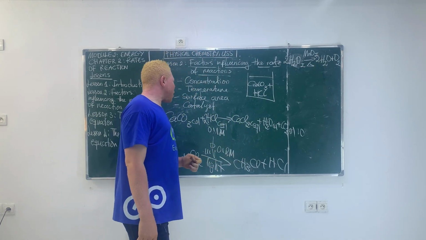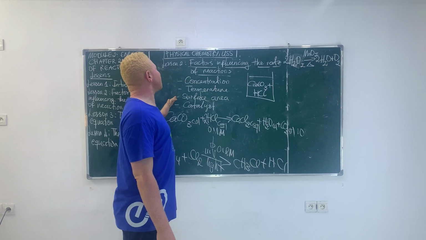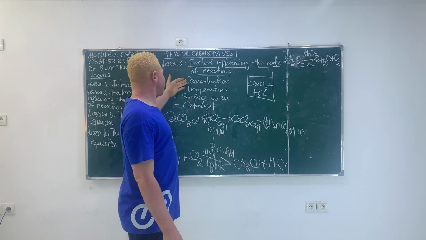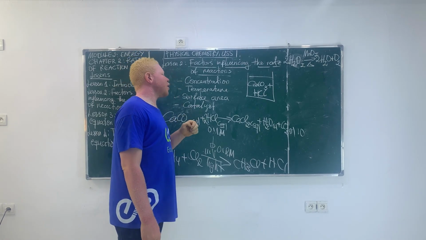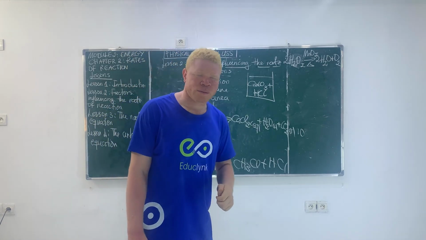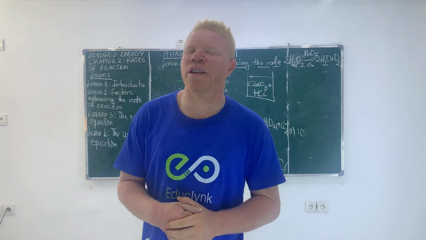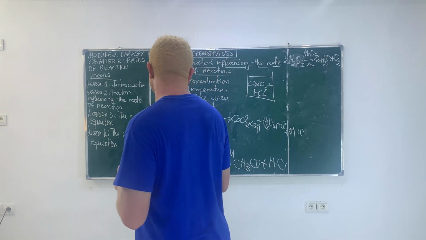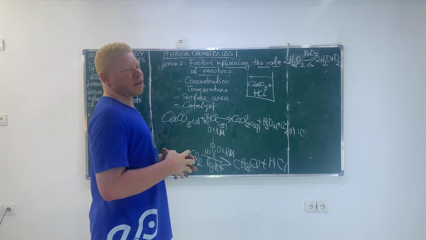So I think we spoke about all the factors that influence the rate of reaction: concentration, temperature, surface area, and catalyst. So I'm going to go to lesson 3. Lesson 3 talks about the rate equation.